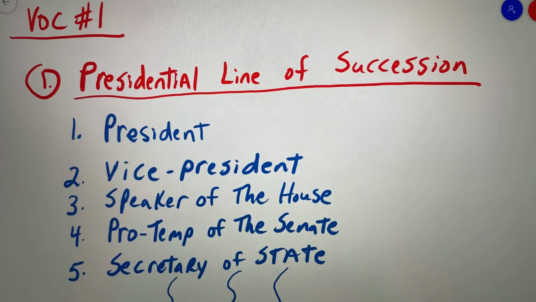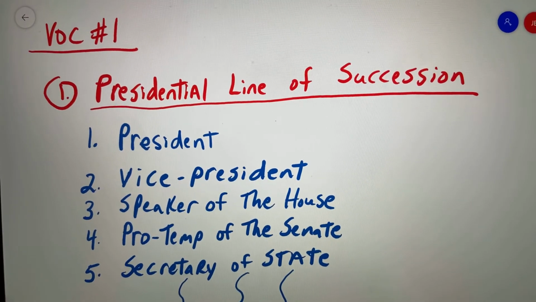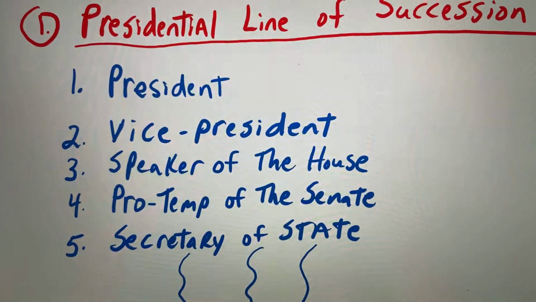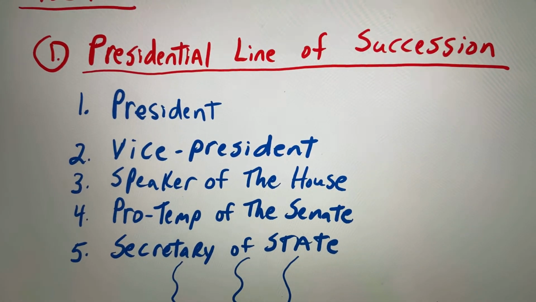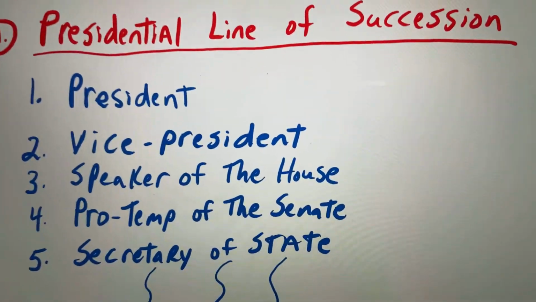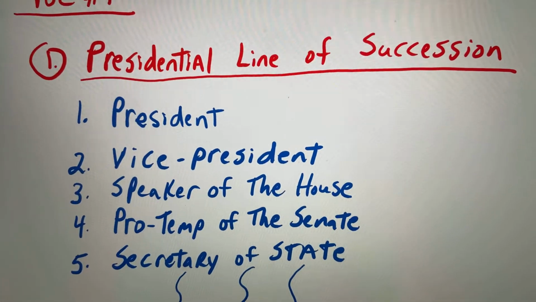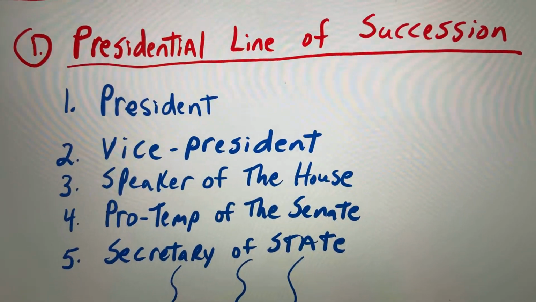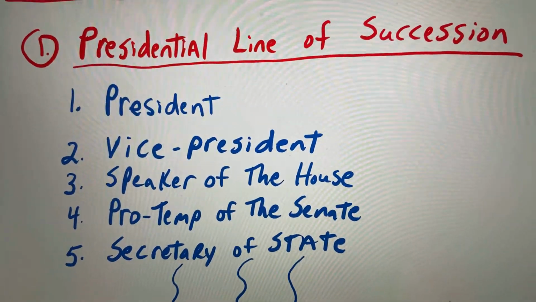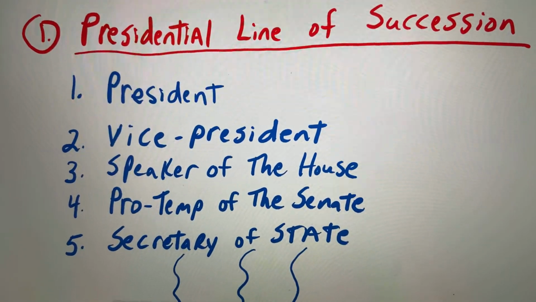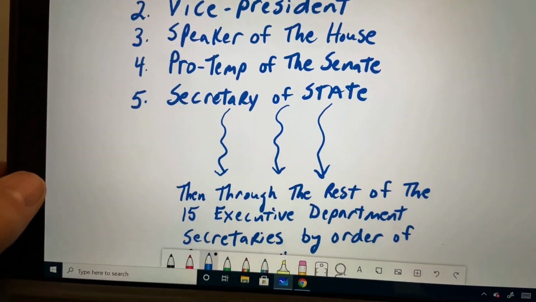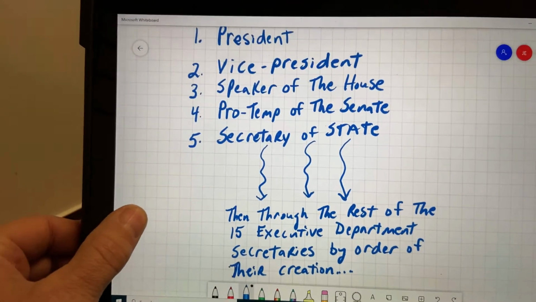The pro temp of the Senate, I do not know yet with the new Senate in and the new Congress in. It'd be easy to look up, though. It goes to them. And then the Secretary of State. All of this will change on January the 20th when Joe Biden takes office, because we know that Joe Biden will be at the top, Vice President will be Kamala Harris, Speaker of the House will still remain Nancy Pelosi. Not sure about the pro temp of the Senate. And then it will go down to the Secretary of State, whoever Joe Biden appoints to that position for his cabinet. And then it carries on from there, like my arrows say, all the way down through the rest of the 15 executive departments by order of their creation.